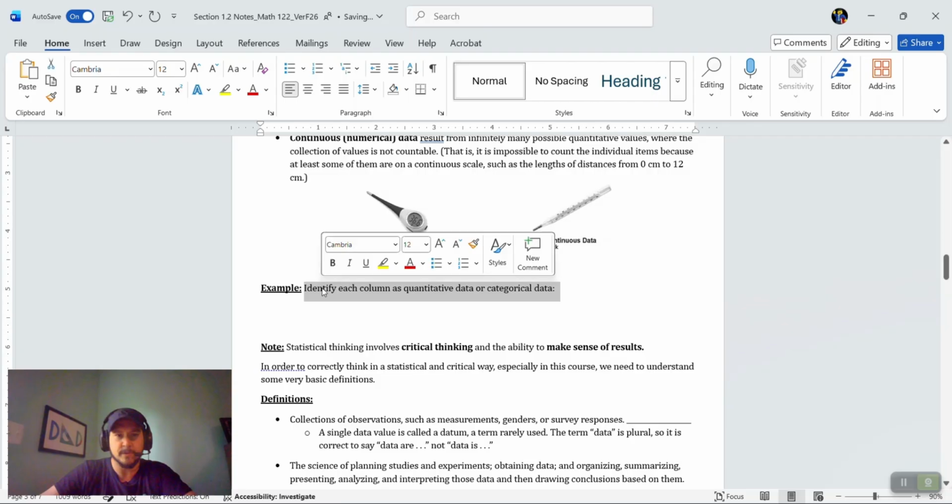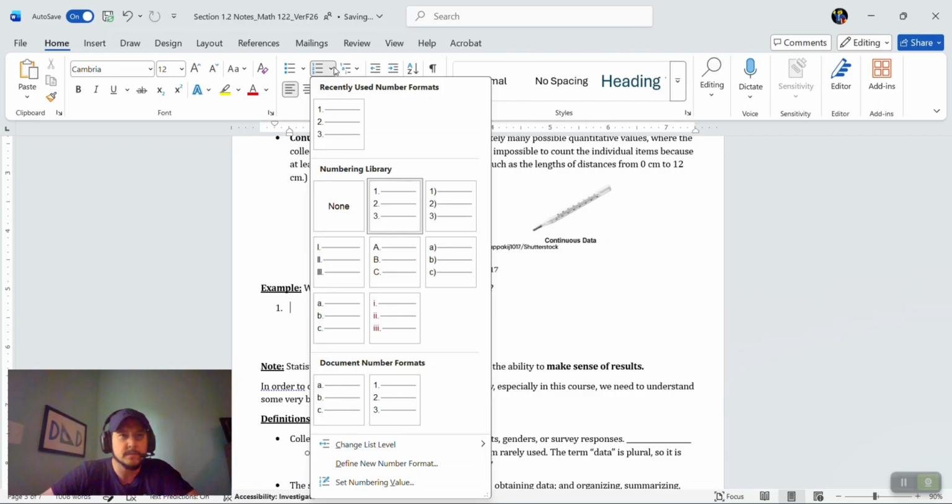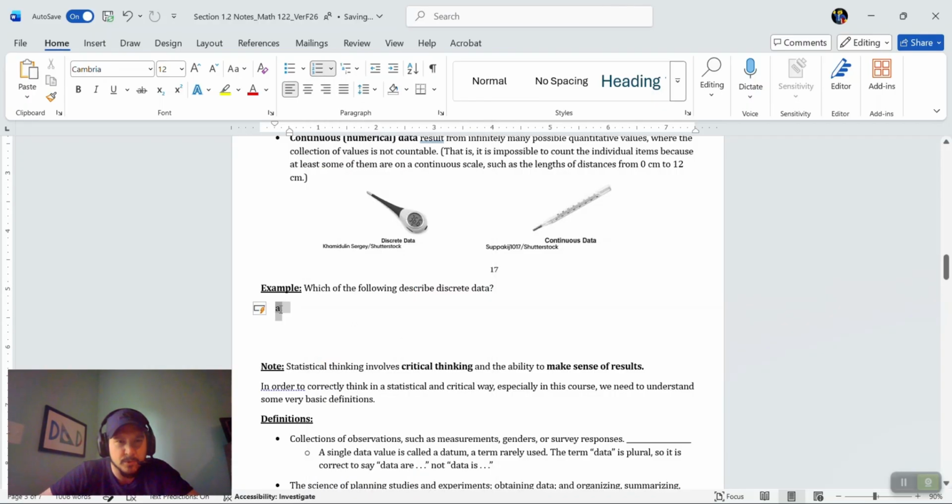Alright, this is a rather quick example anyway. Which of the following describe discrete data? And their formatting for their answer choices, multiple choice using lowercase letters. Okay, the first is the exact heights of all NBA basketball players.